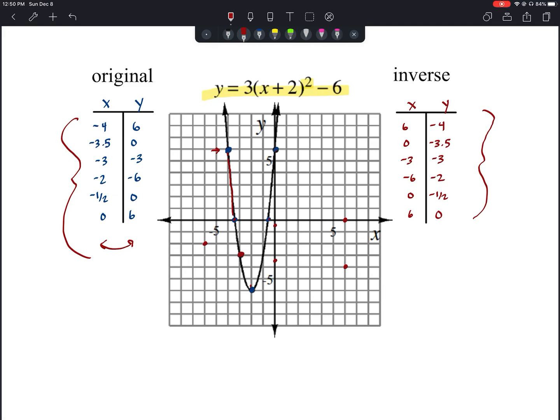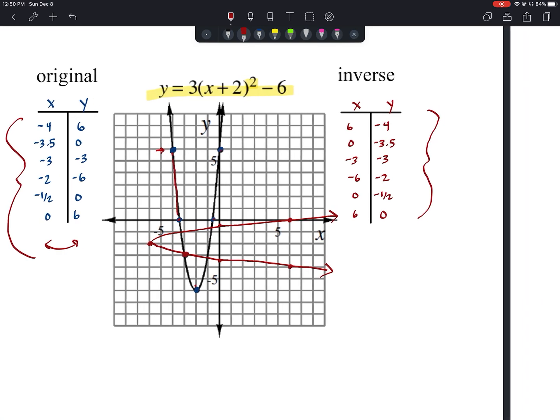So I start with my 6, negative 4, and then I go to my 0, negative 3.5, my negative 3, negative 3. I'm going to go to what appears to be the vertex at negative 6, negative 2. And then we start coming back the other way: 0, negative 1/2, and then 6, 0. And you see here that we have graphed the inverse. While our original was a parabola opening up, this was a parabola on its side. Just take notice of that, and we'll talk about it more in just a moment.